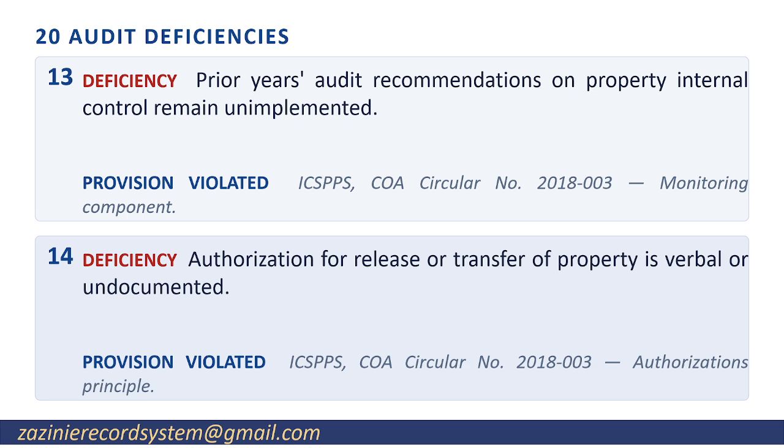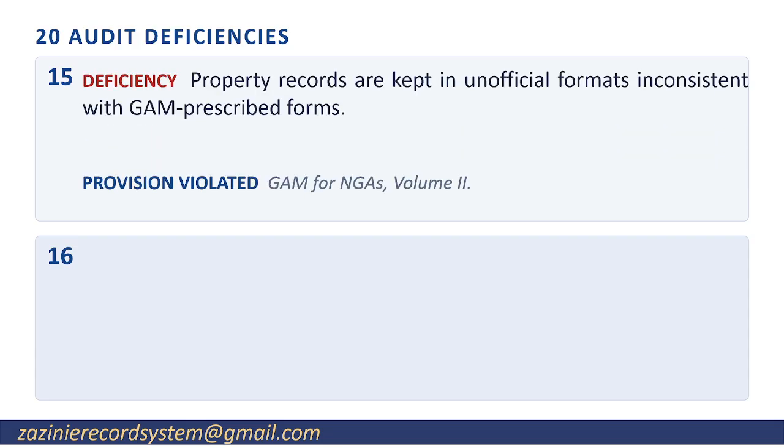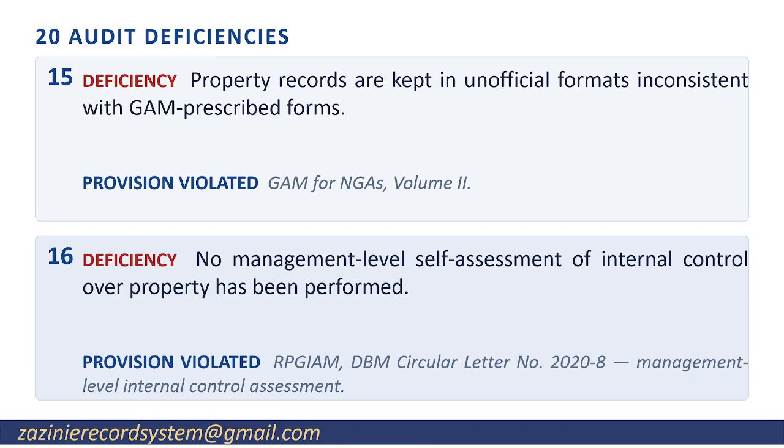20 audit deficiencies. Number 15. Deficiency: property records are kept in unofficial formats inconsistent with GAM prescribed forms. Number 16. Deficiency: no management-level self-assessment of internal control over property has been performed.